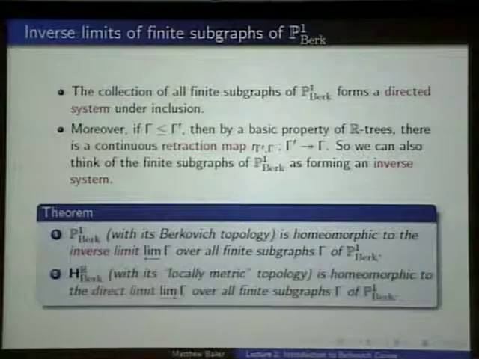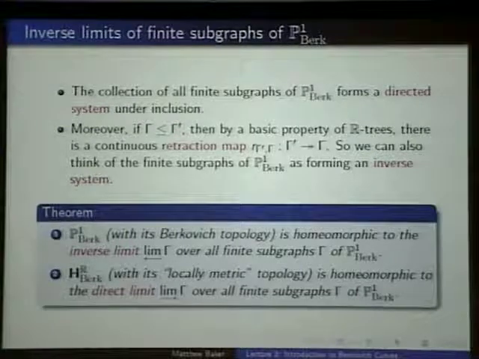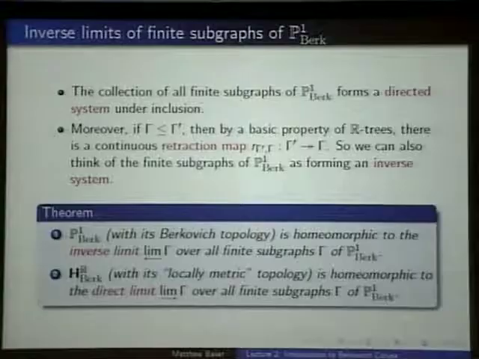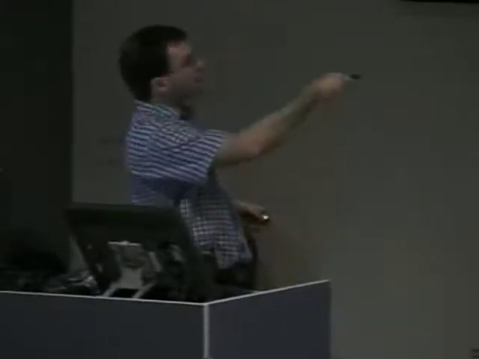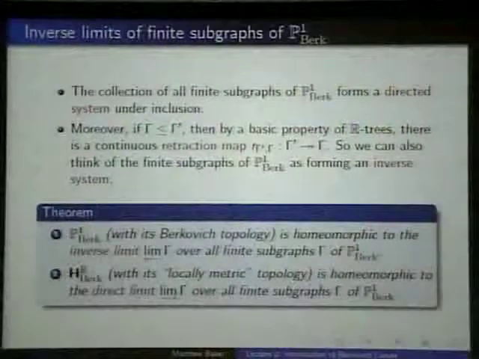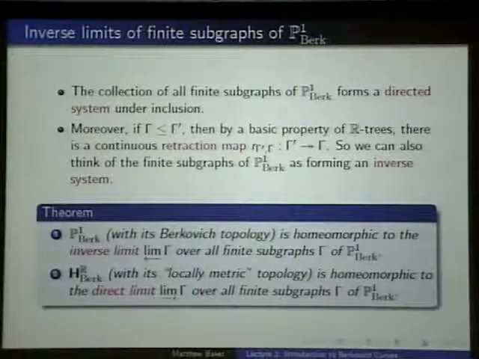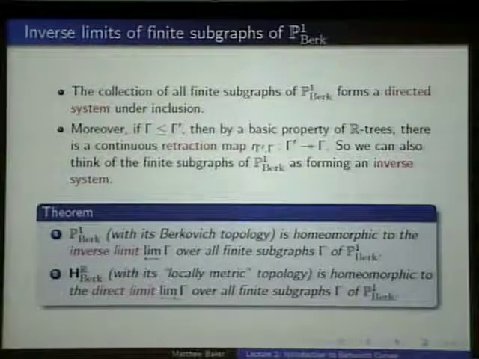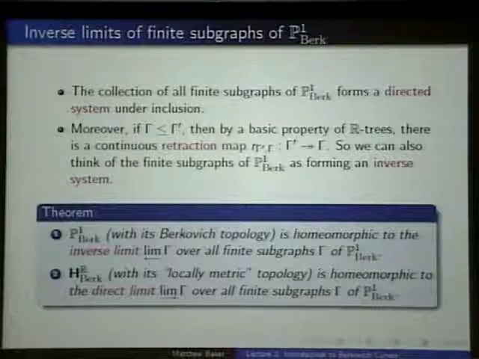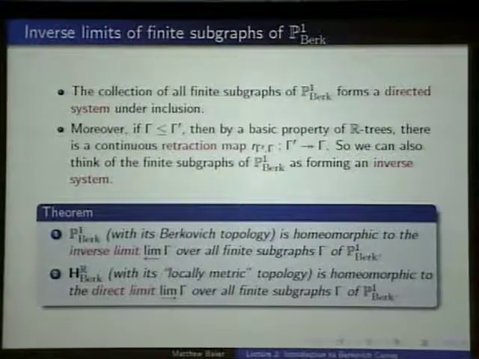And if you consider the direct limit of the graphs, then you'll sort of fill up this HR Berk, the set of points of type 2 and type 3. And with respect to suitable topology, that's a homeomorphism as well. So at least theoretically, you can think of the real points of this Berkovich hyperbolic space as the direct limit. And that's a much stronger topology.